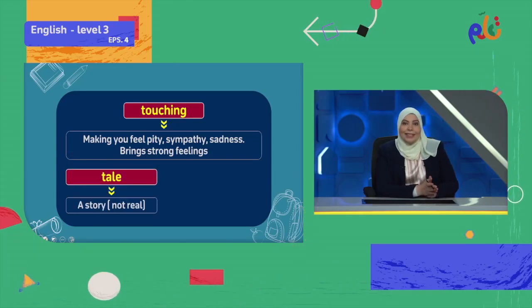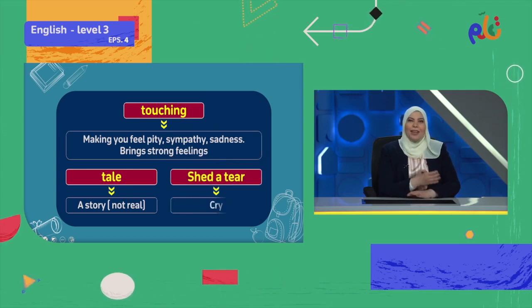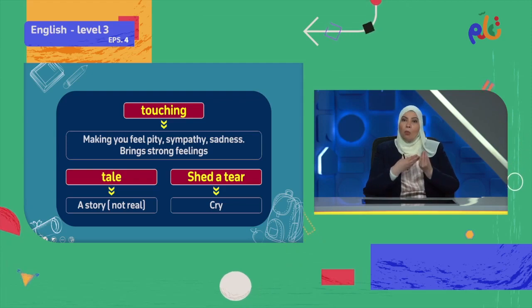And we have a tale. A tale is usually a story which is not real. Like when we speak about Cinderella and Snow White, these are all tales. So tales are not real stories. And we also have shed a tear. Shed a tear is the same as cry, but in a more formal way.